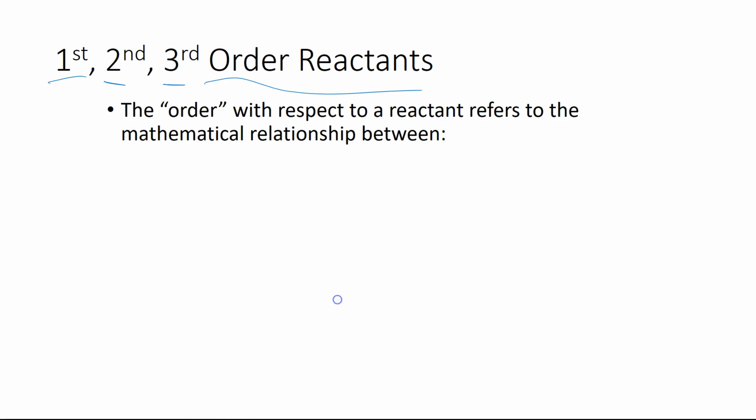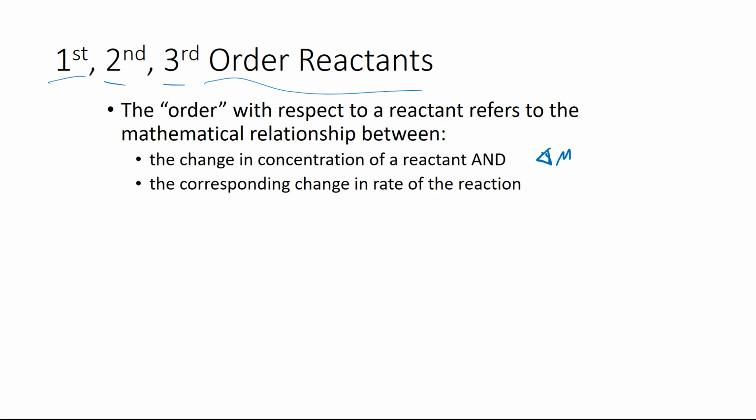Order of reactants. When we say the order of a reactant with respect to a reactant, we're referring to a mathematical relationship between the change in concentration of a reactant, which we might represent with delta M, change in molarity, and the corresponding change in the rate, which would be delta R. And so essentially, I have a reactant, and the amount of that reactant is going to play some sort of role in the rate of my reaction.